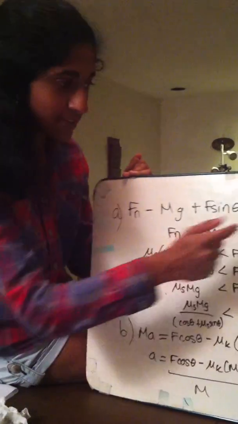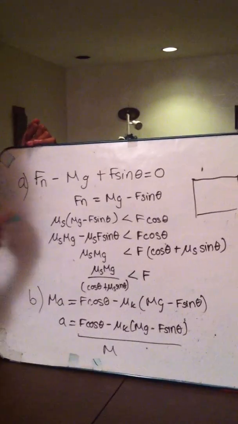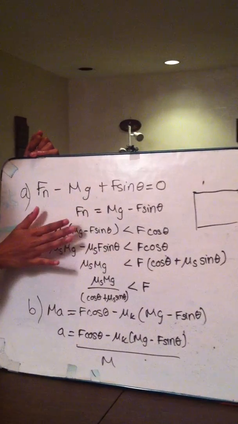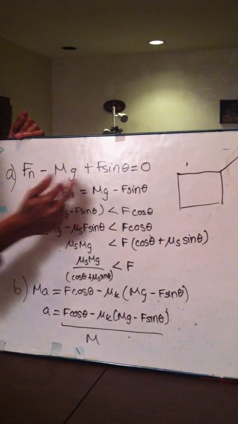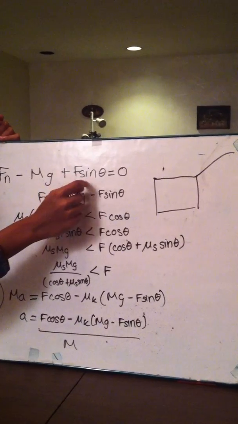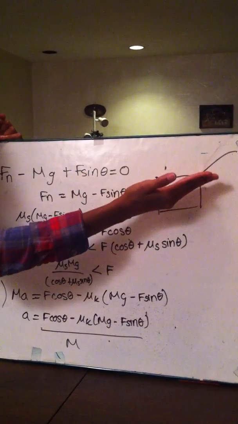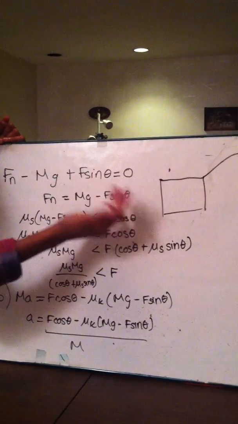So a box is being pulled across the ground with a force that has both a y component and an x component. So if you look at just the y direction forces, you realize that it's Fn, which is going up, minus mg, which is pulling it down, plus F sine theta, because it's pulling at that angle, which is making the box go up slightly.